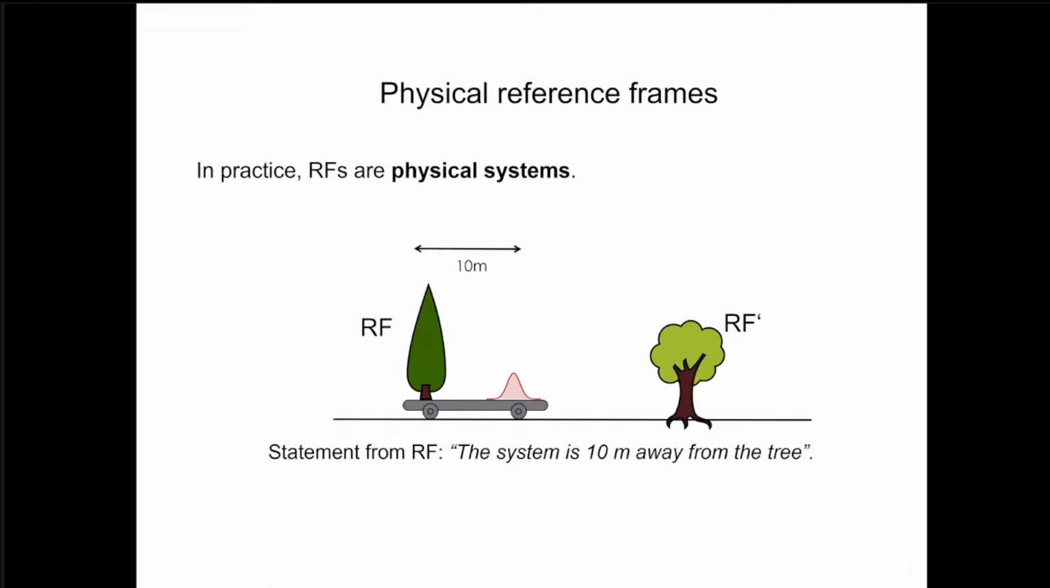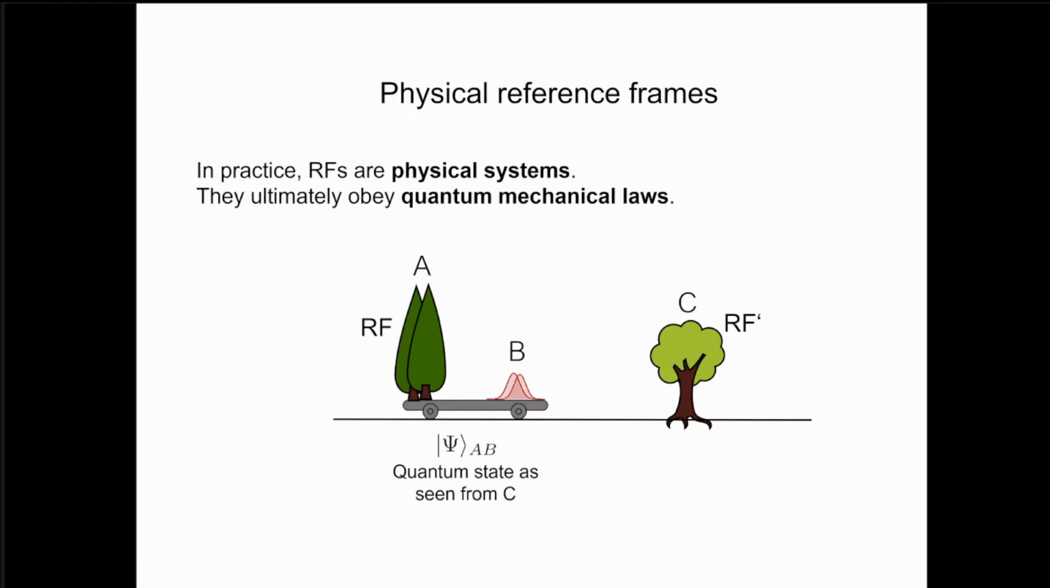Now, if we think about reference frames in general, physically, in an experiment, in our laboratory, reference frames are always physical systems. So we usually make statements like the system, for example, is 10 meters away from something which is a physical object, from the tree, like in this situation. Or maybe this tree is on some platform together with the system and moves with respect to some primed reference frame. But again, even these primed reference frames, or the origin of this reference frame, are associated with some physical object. Now, if you think that reference frames are real physical systems, then they themselves should obey physical laws. In particular, they should also obey quantum mechanical laws.